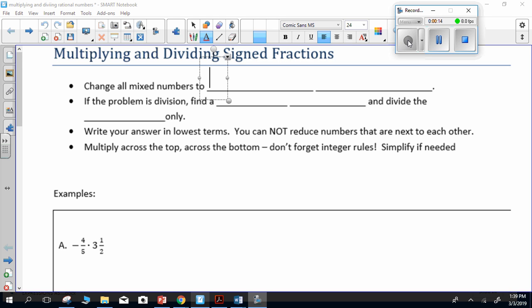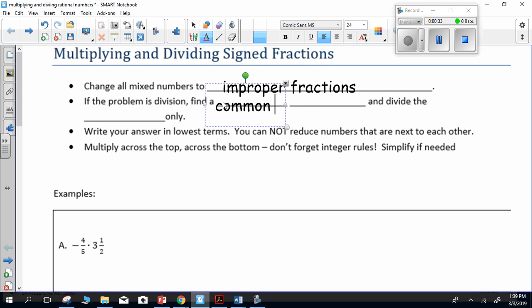The second thing you need to do, if it's a division problem, of course, is find a common denominator. And when we find that common denominator, you know that you're only dividing the numerators. Then write your answer in lowest terms.